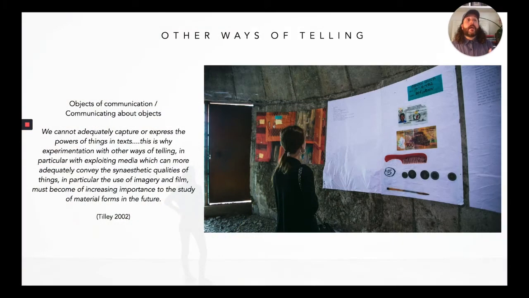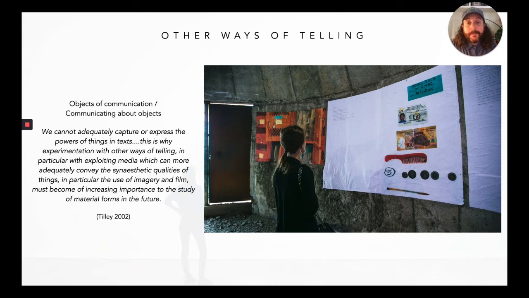And also, a very important way for material culture studies is thinking about other ways of telling. So we have objects of communication, so we need to think about communicating about objects. So as Chris Tilley said in 2002, we cannot adequately capture or express the power of things in texts alone. This is why experimentation with other ways of telling, in particular with exploiting media which can more adequately convey the synesthetic qualities of things, in particular the use of imagery and film, must become of increasing importance to the study of material forms in the future. So thinking about the way that we are looking at objects, we're looking at the material world, so sound, images, film, how do we find ways of expressing and exploring those topics, those things, those materials in ways other than simply text?